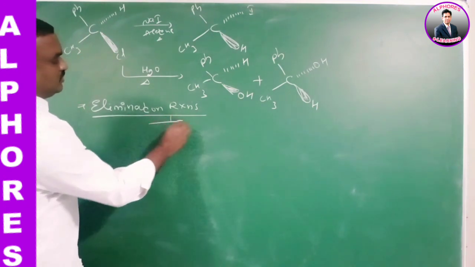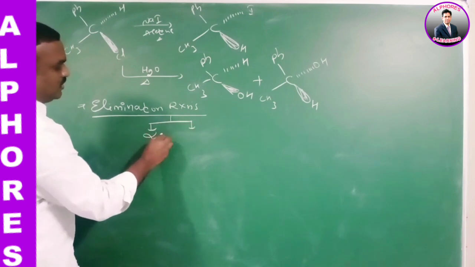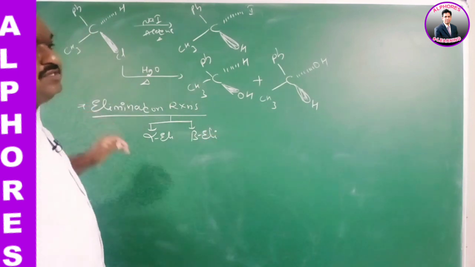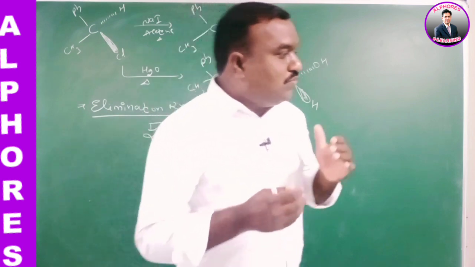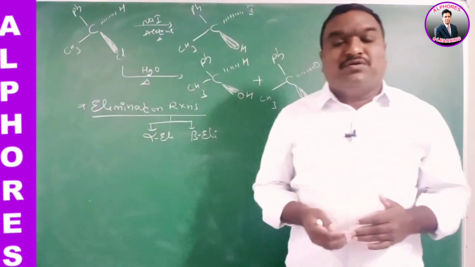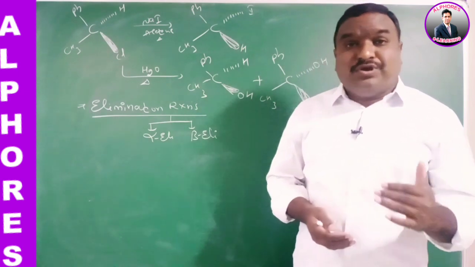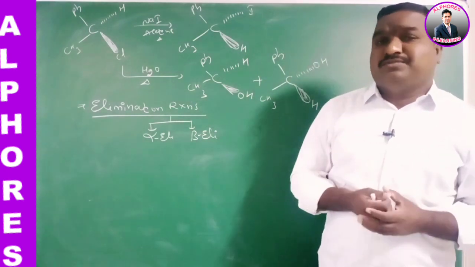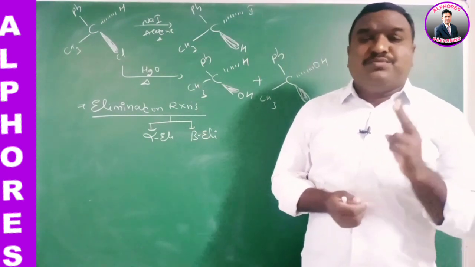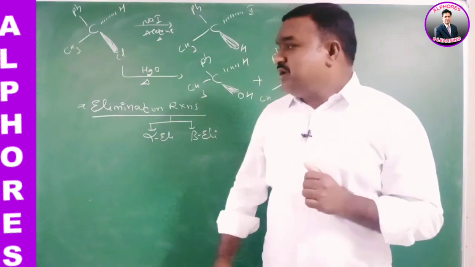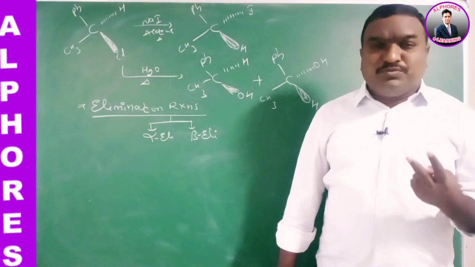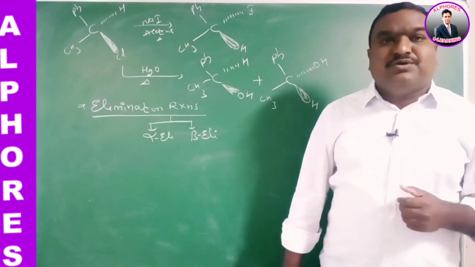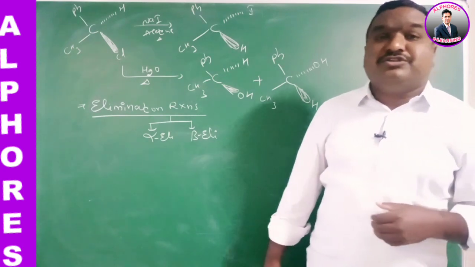Mainly elimination reactions are divided into two types: alpha elimination reactions and beta elimination reactions. What is the meaning of alpha elimination? What is the meaning of beta elimination? How could you identify whether a given reaction is a beta elimination reaction or an alpha elimination reaction? Remember, removal of two groups from only one center is called what? Alpha elimination. Removal of two groups from two adjacent carbons is called what? Beta elimination. Majority of the reactions are beta elimination reactions.